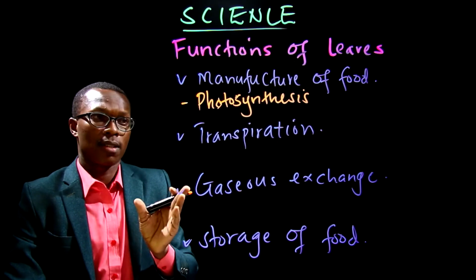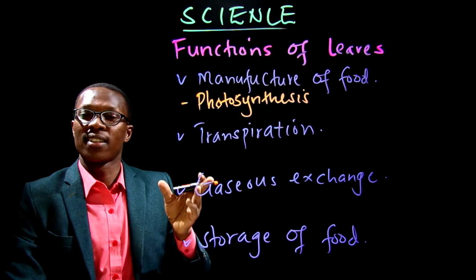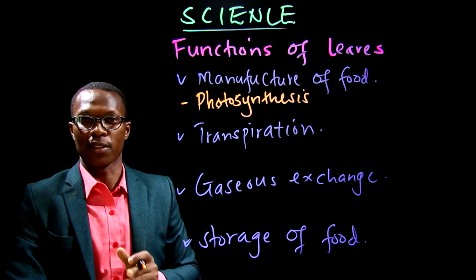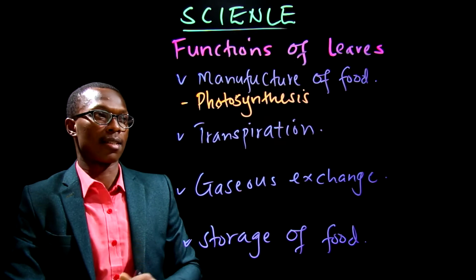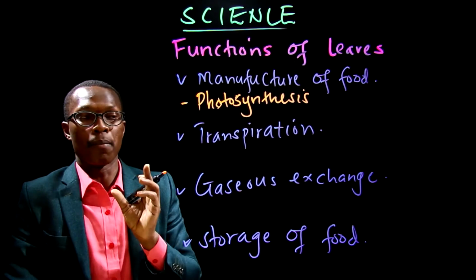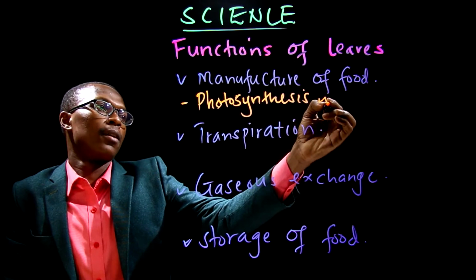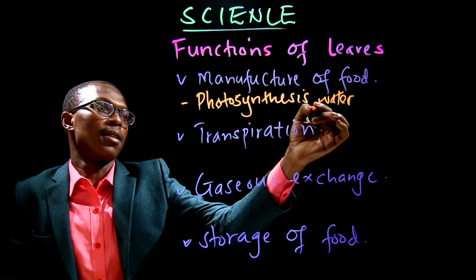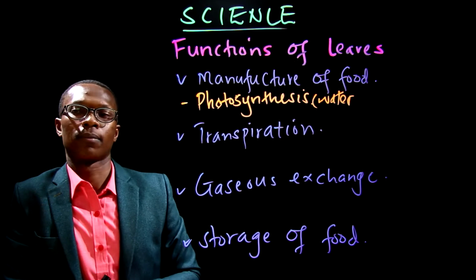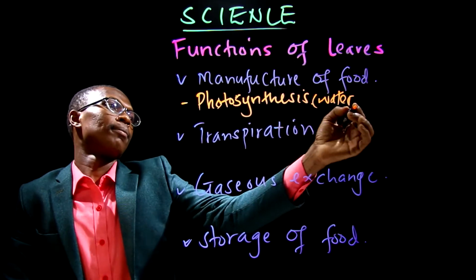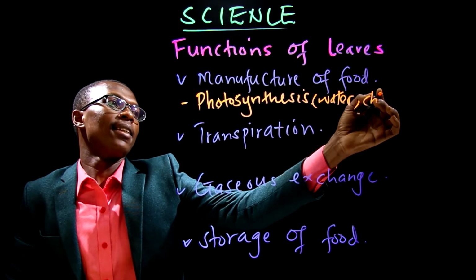Now, they don't just manufacture it. There are things that help them to manufacture their own food during photosynthesis. Those things you need to remember, it's very important. One, the plants need water. Another one, they need chlorophyll.